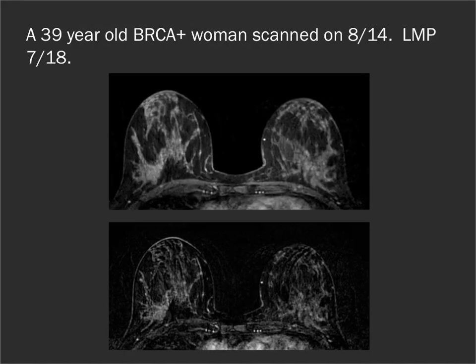So this is what can happen if you scan a patient at the wrong time. She was scanned immediately before her next expected menses. The tech didn't take a good history, and you can see this really high background parenchymal enhancement. And again, our ability to diagnose cancer in this situation is very limited. So she had to come back for a repeat scan, which was negative.